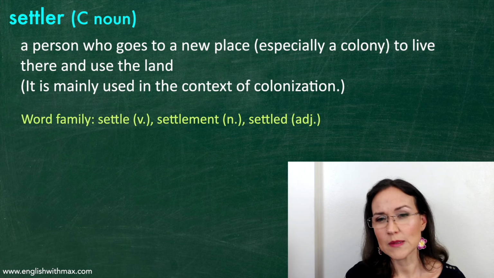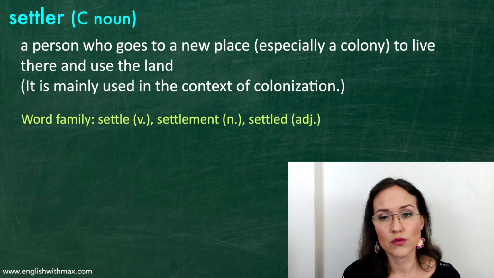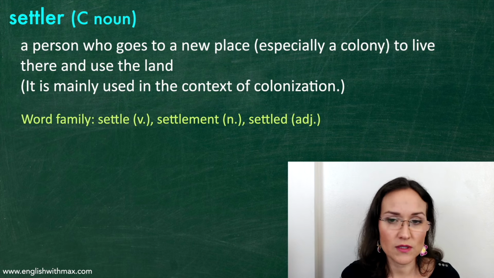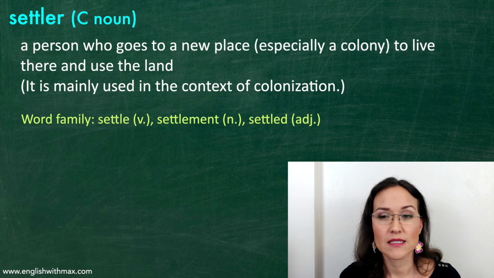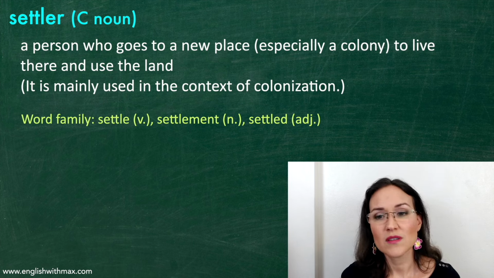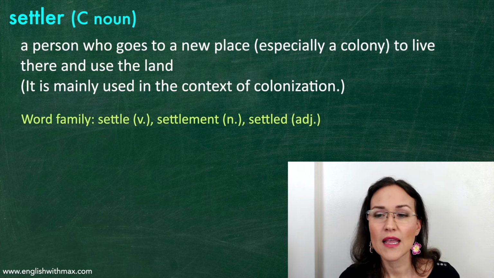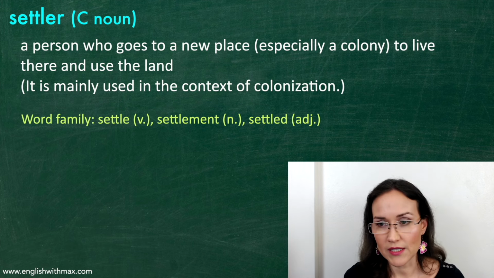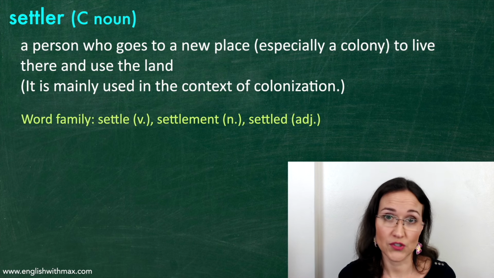That has several meanings, but in a historical context, to settle means to go to a new place, especially a colony, and make it your permanent home. We also have the noun settlement. That means the process of settling somewhere or a place that is settled by people. And we have the adjective settled. That means not likely to change or feeling comfortable and happy in a long-term situation.